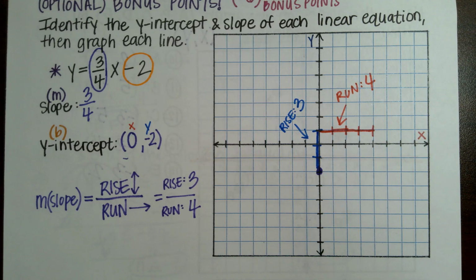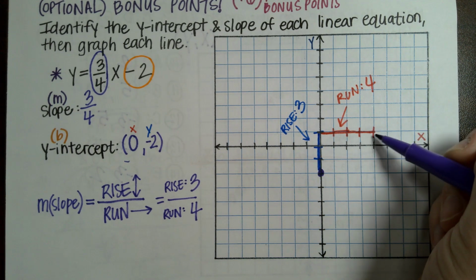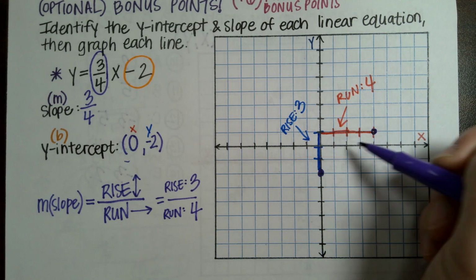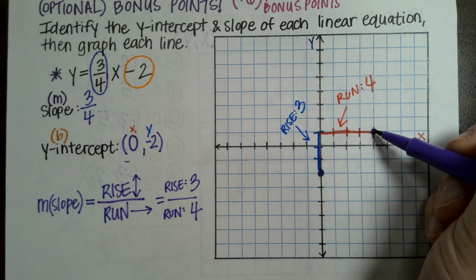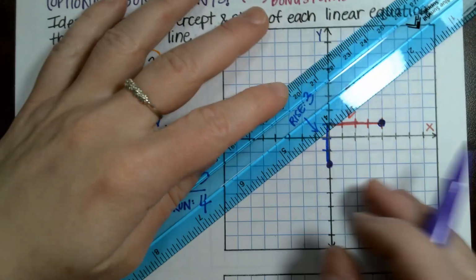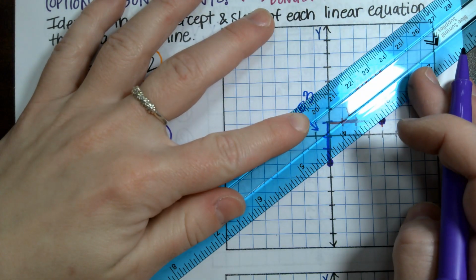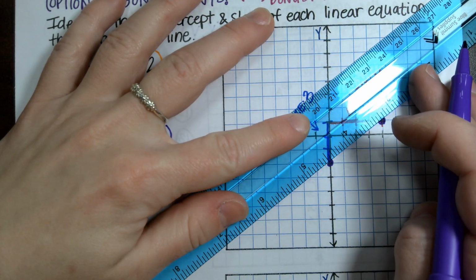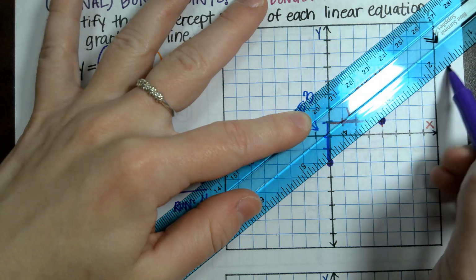Okay, so where does my second point go? Right at the end of my run. So it's going to be at x is 4 and y is 1. There's my second point. And all I've got to do now is connect the dots. That's it.